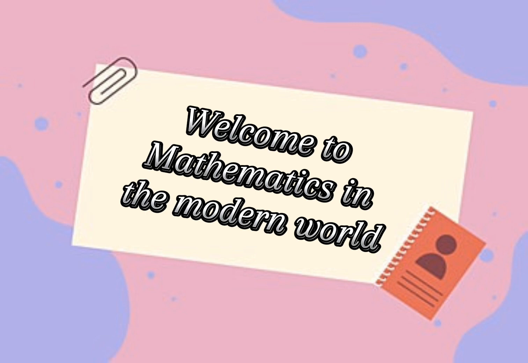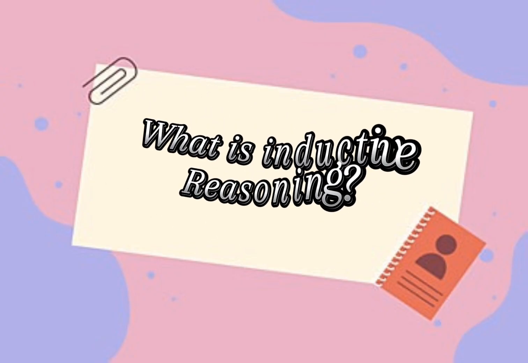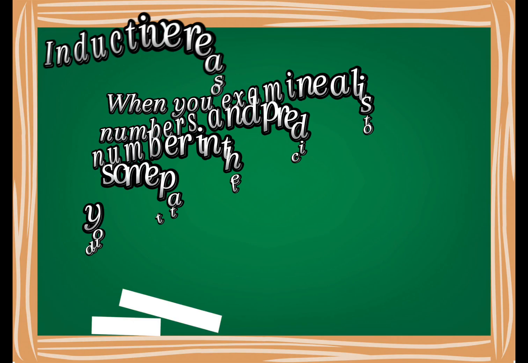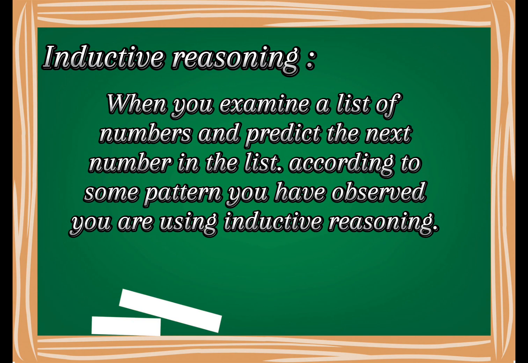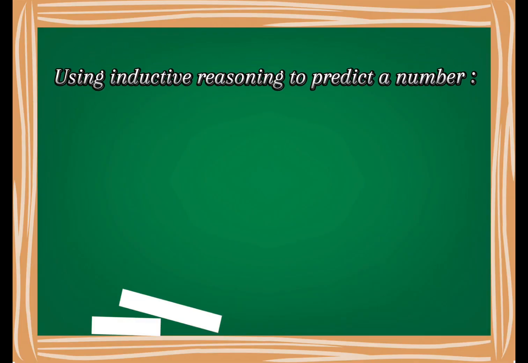So let's talk about inductive reasoning. What is inductive reasoning? Inductive reasoning is the process of reaching a general conclusion by examining specific examples. When you examine a list of numbers and predict the next number in the list, according to some pattern you have observed, you are using inductive reasoning. Let's proceed using inductive reasoning to predict a number.